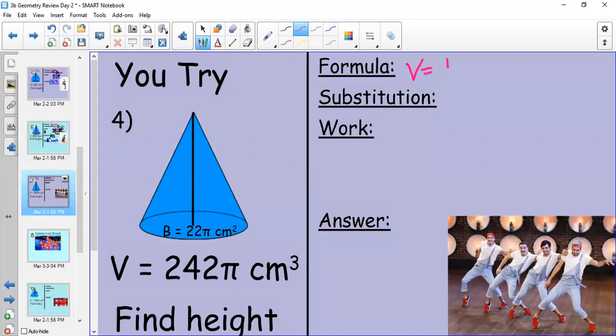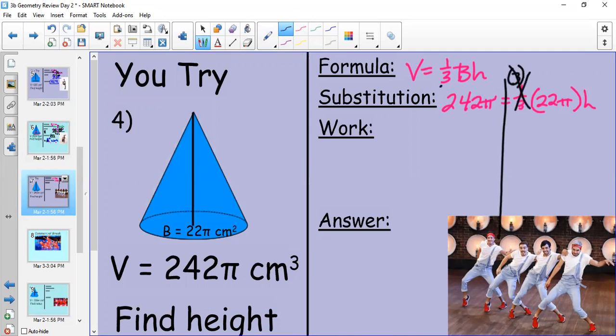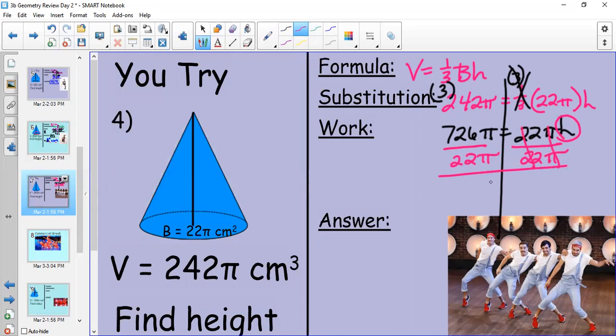All right, let's see how you did. So we're going to do 1/3 big B H. Our volume is 242 pi, and our base area that we need to plug in is 22 pi. To get rid of the 1/3, we multiply both sides by 3. And 242 times 3 is 726. Again, we keep the pi. Bring down the 22 pi. And to get the height all by itself, we've got to get rid of the 22 and the pi by dividing. Everything cancels out on the right side except for the height. And on the left side, the pi's cancel out. And 726 divided by 22 gives us an answer of 33. So our answer is 33 centimeters for the height.